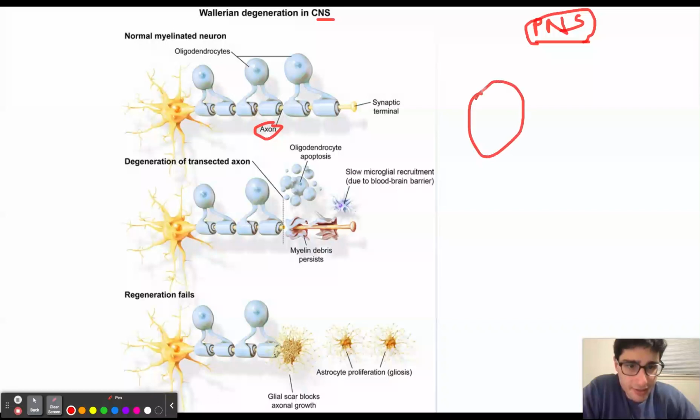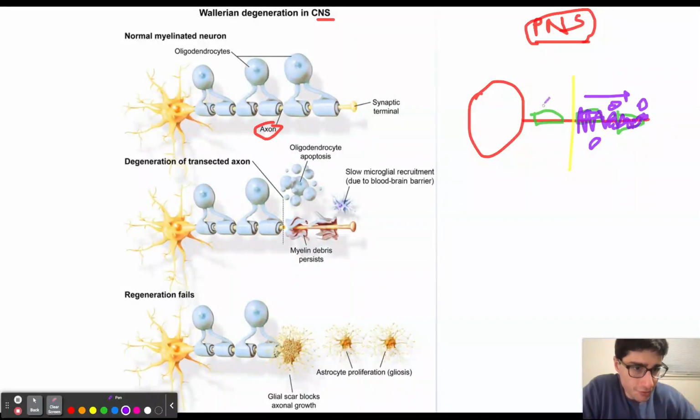So let's say that this is the cell body. Let's say that this is the axon, and in green, let's say that these are the myelin sheath. So if there is damage, for example, over here, distal to the damage, we're going to get degeneration of the myelin. Once this degeneration of myelin occurs, we have myelin debris floating around now.